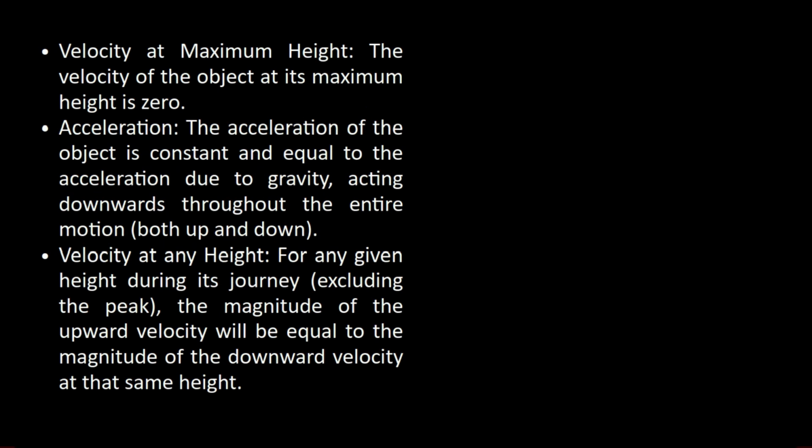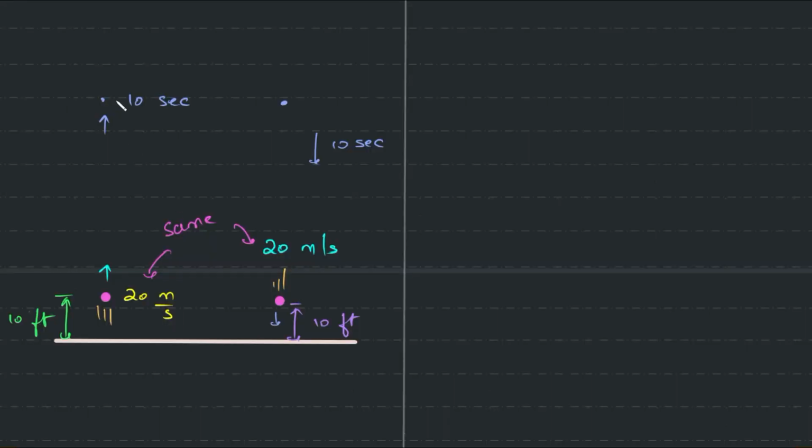Velocity at maximum height. So at the peak, it has reached this peak. The velocity at this point will be 0 meters per second. Okay guys, please understand that for the first 2 points, I want to make it very clear that all these are at the same height. So if it takes 10 seconds to move from point A to B, it takes the same amount when it moves from D to E. The time it takes for the object to fall from D to E will be the same as the time it took to move from A to B.